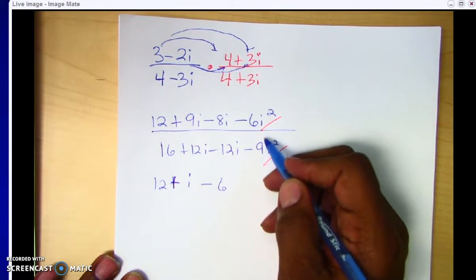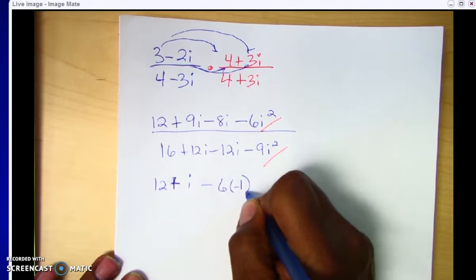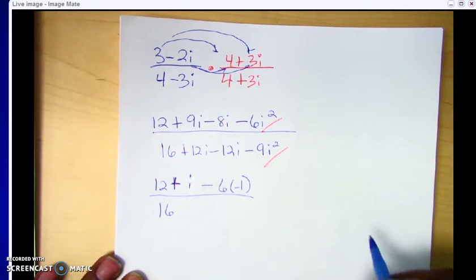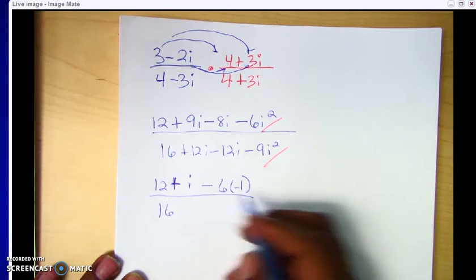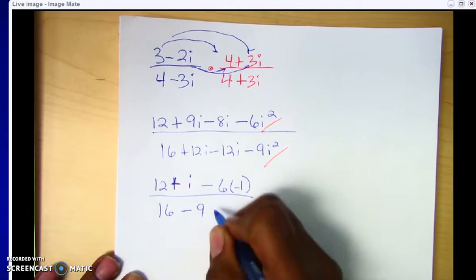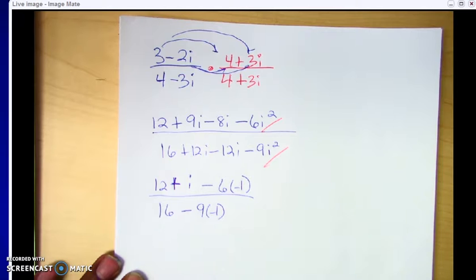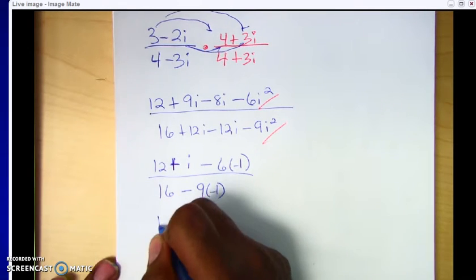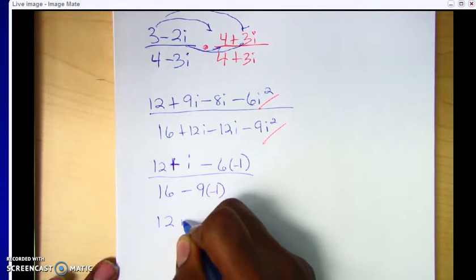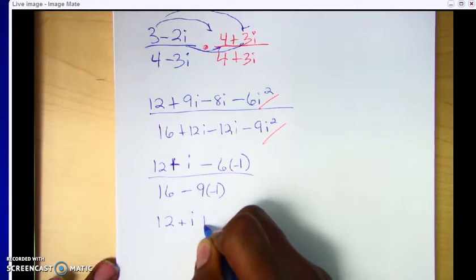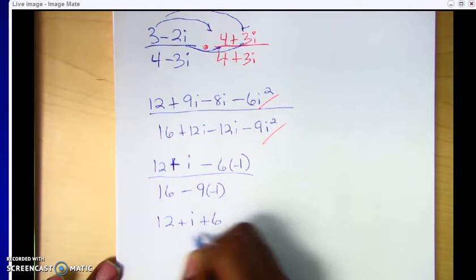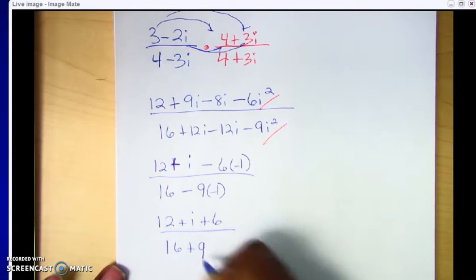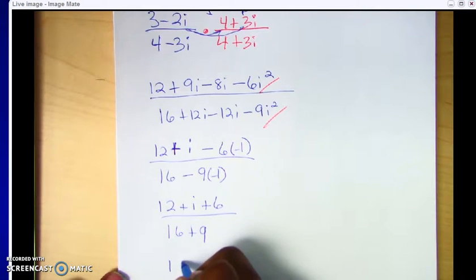That's a negative 6 times a negative 1. So you got to be careful with that. Down here, you get 16. The 12s cancel out. You subtract 9 times a negative 1. And it starts to look a little confusing right here, but don't worry about that. 12 plus i, this is going to become plus 6. And down here you get 16 plus 9. And you go ahead and finish it out.